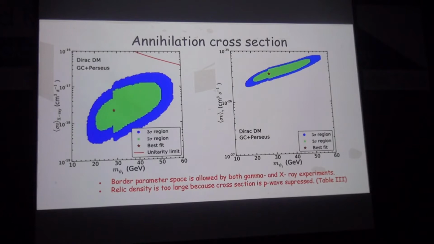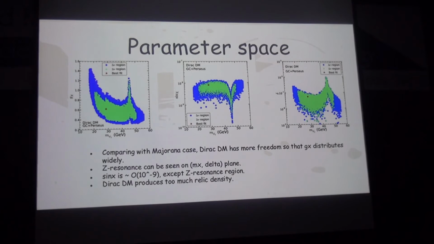And then in the parameter space, there's no point considering relic density again. This model is excluded by relic density, but it's still very good for these two experiments. Compared to the Majorana case, the occupied region of the parameter space is much bolder. You might remember this coupling in the Majorana case is almost 9 point something, but here it is between 0.2 and 1.6.